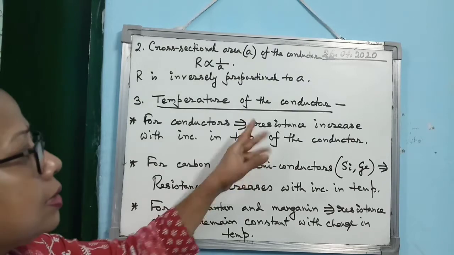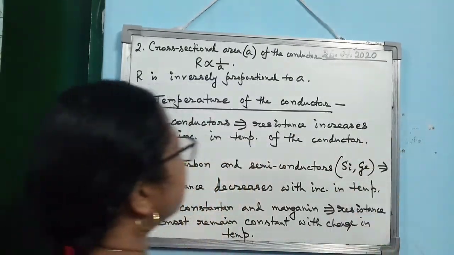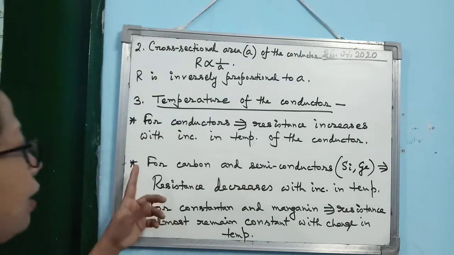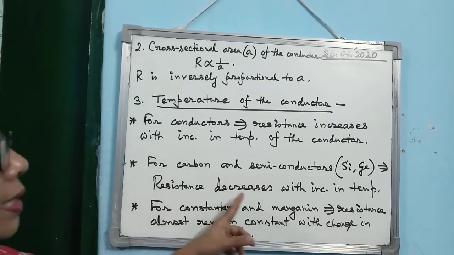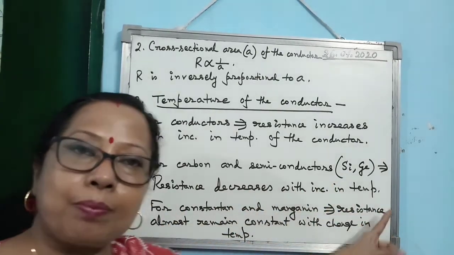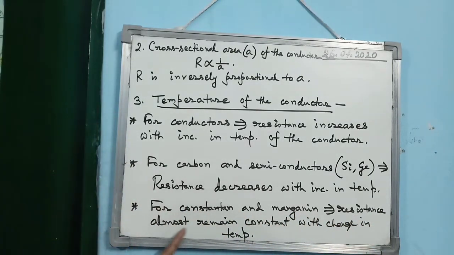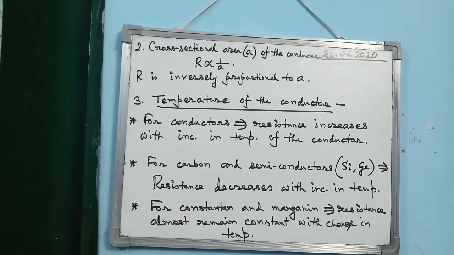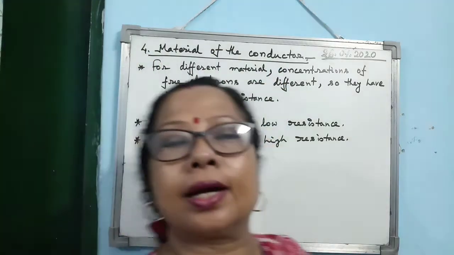For conductors, resistance increases with increase in temperature of the conductor and vice versa. But for carbon and semiconductors, what happens? Resistance decreases with increase in temperature, and for constantan and manganin, resistance almost remains constant with changing temperature. Then the next factor on which resistance of the conductor depends is the material of the conductor.